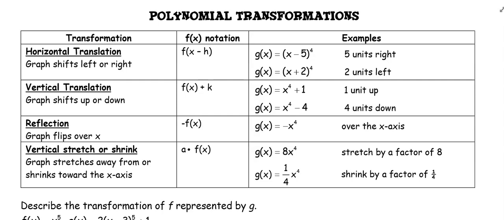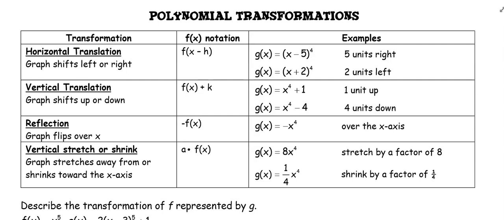A reflection is when your x, or your variable, is being multiplied by a negative. So a negative x to the fourth is a reflection over the x-axis. There are reflections over the y-axis that we're just not learning about, but we do want to specify that it's a reflection over the x-axis because there are different kinds of reflections.